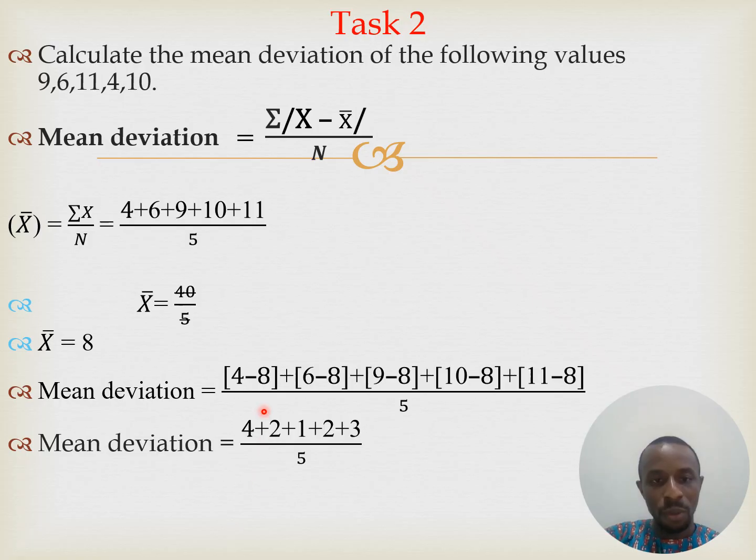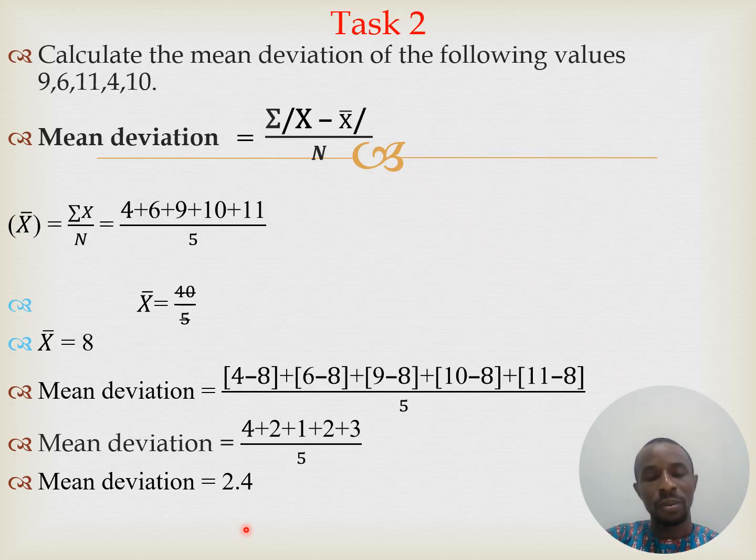So that would be 4 plus 2, 6, plus 1, 7, plus 2, 9, plus 3, 12. So our mean deviation will be 12 over 5, which will give us 2.4. So that's how to calculate the mean deviation for an ungrouped data.